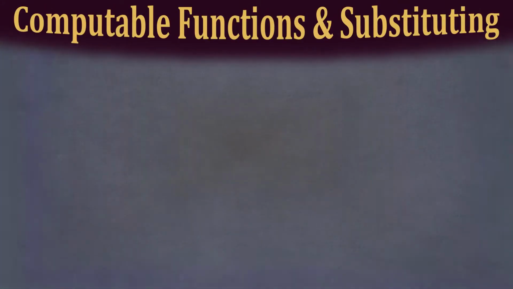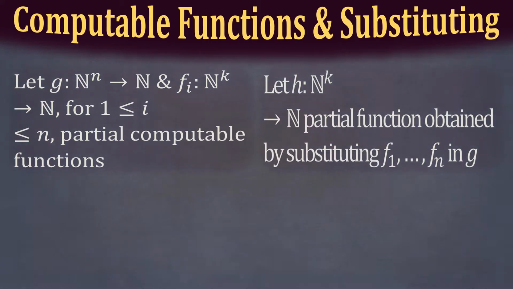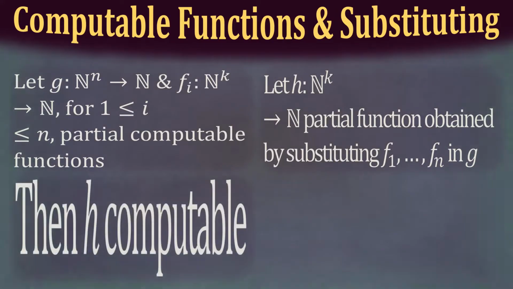Now, let's relate computable functions and substituting. Let g from the naturals to the n to the naturals and fi from the naturals to the k to the naturals for i from 1 to n be partial computable functions. Let h from the naturals to the k to the naturals be the partial function obtained by substituting f1 to fn in g. Then h is computable.